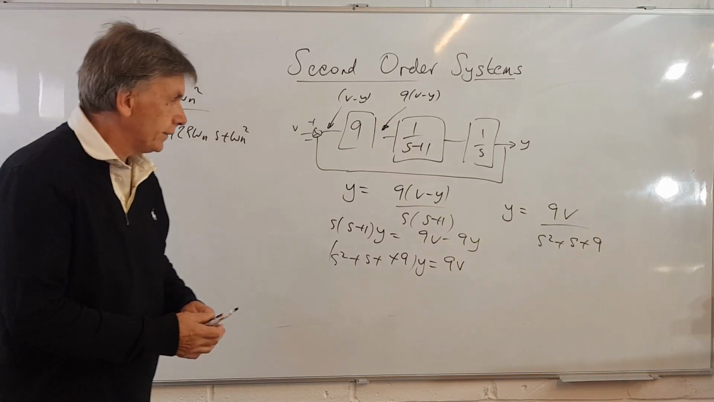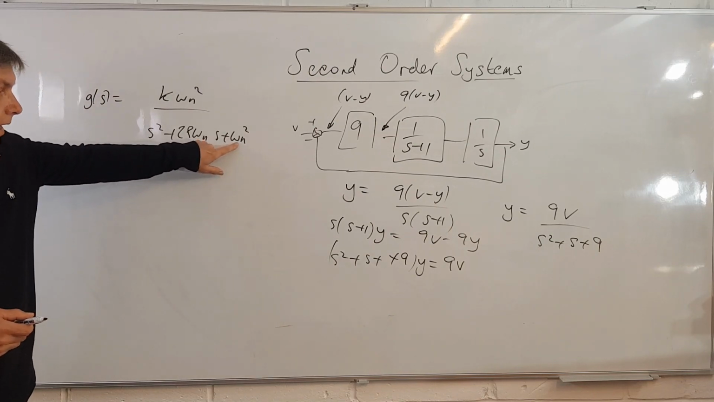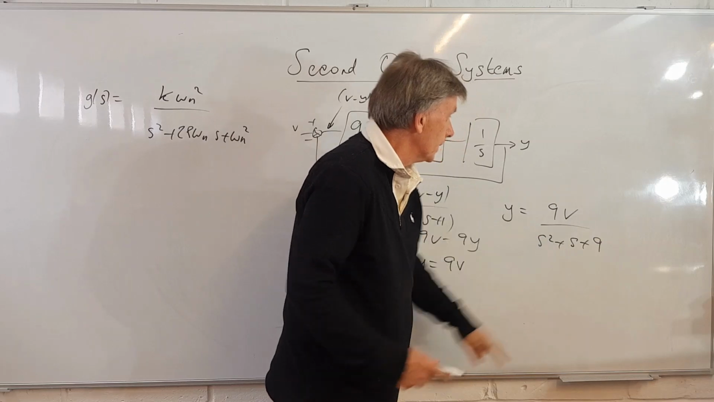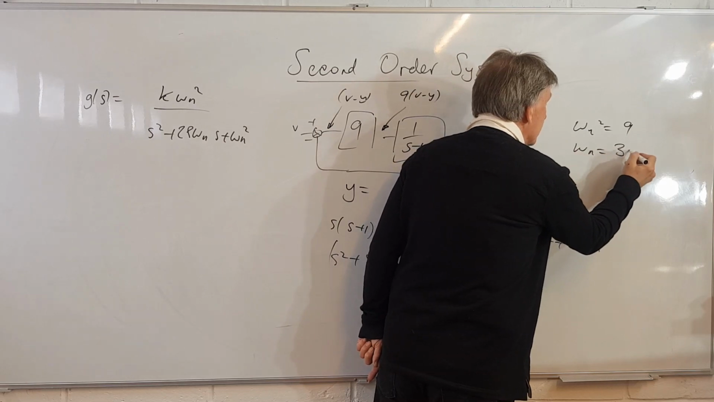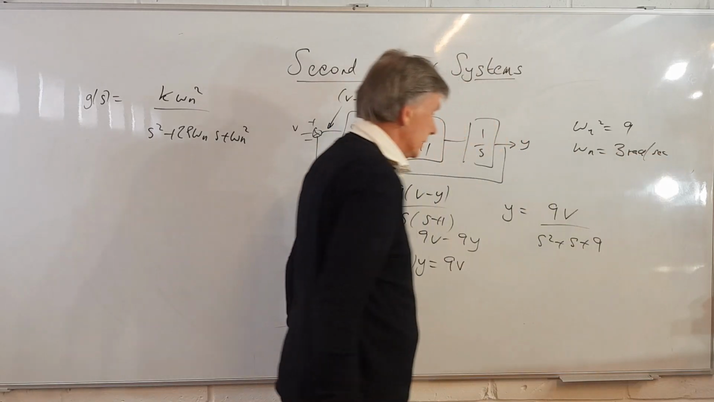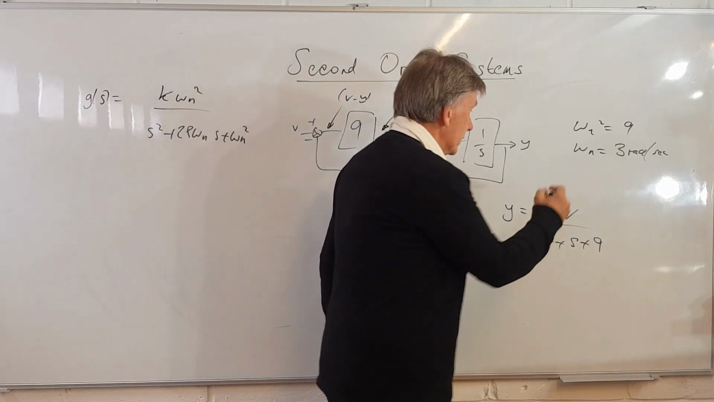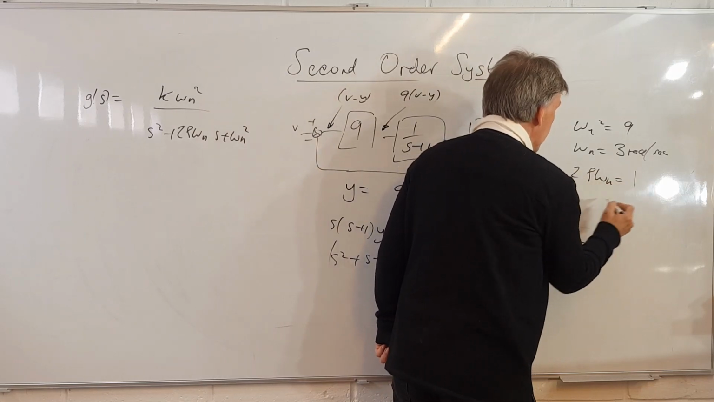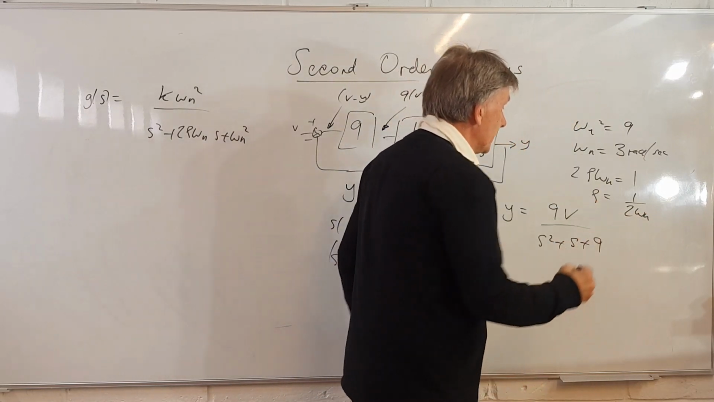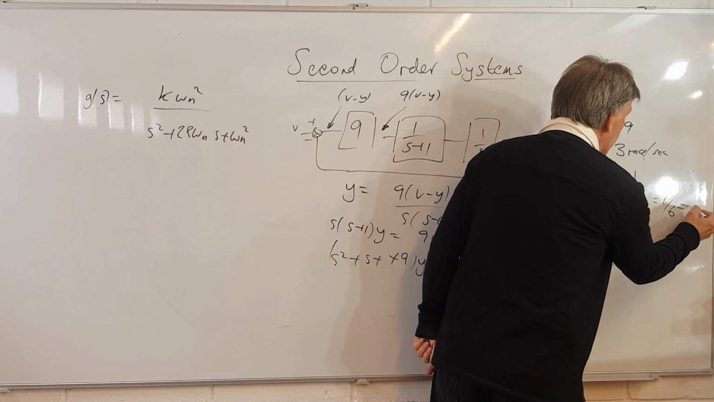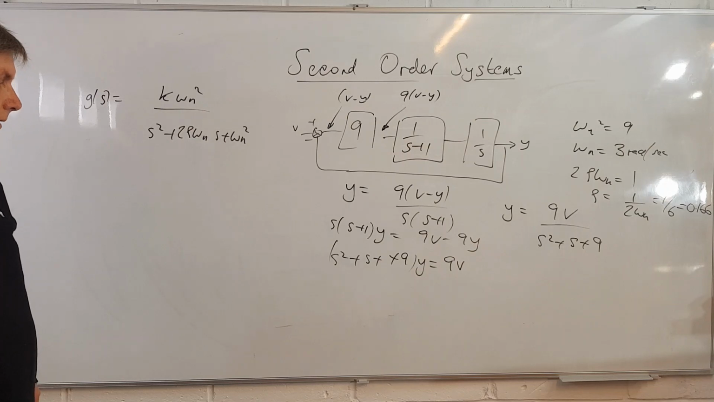Now, having got into the standard form here, we can compare this with our standard equation. So we now know that omega n squared is 9, so omega n is 3 radians per second. We know that 2 zeta omega n, this term here, is 1. So zeta is 1 over 2 omega n. Omega n is 3, so that's 1 over 6, which is 0.1666. So the damping ratio is 0.166, so it's quite lightly damped.